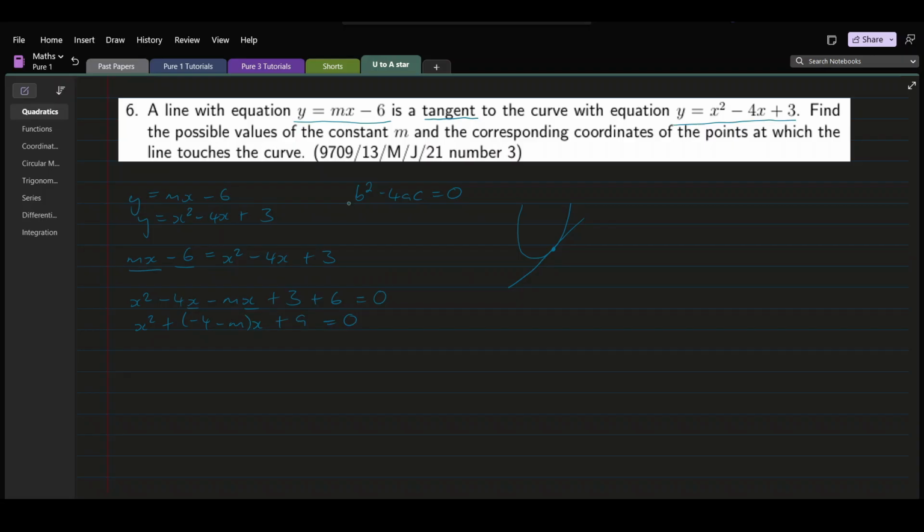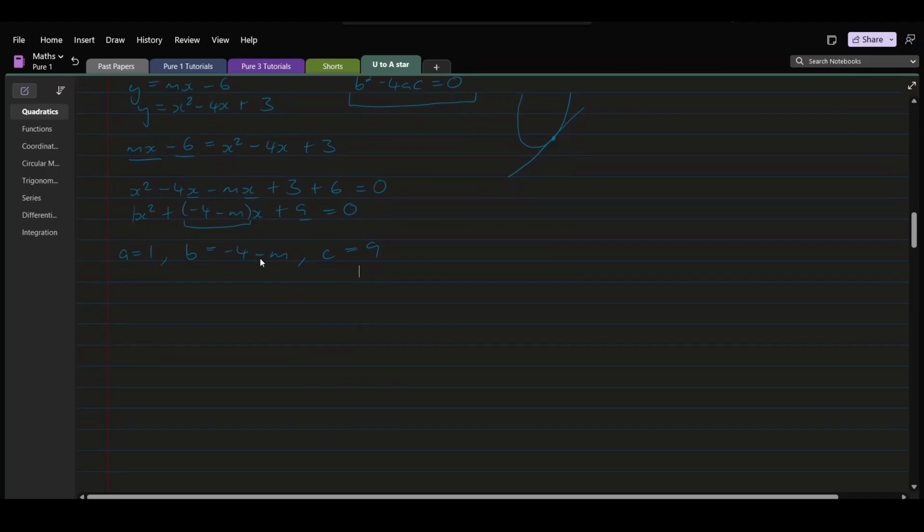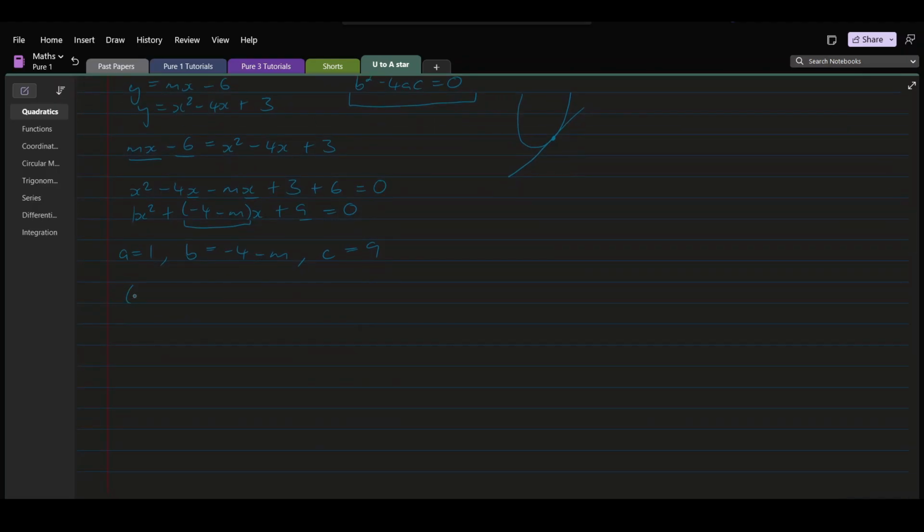Now we can use the discriminant b squared minus 4ac is equal to 0. But first let's identify a, b, and c. So a is the coefficient of x squared, which is 1. And then b is what we have in this bracket over here. So that's negative 4 minus m. And then finally c is this 9 over here. c is equal to 9. And now we can substitute into the discriminant. So b squared, that's (negative 4 minus m) squared, minus 4 times a, which is 1, times c, which is 9, and this is all equal to 0.